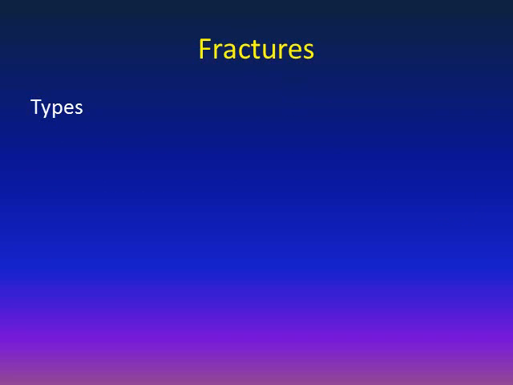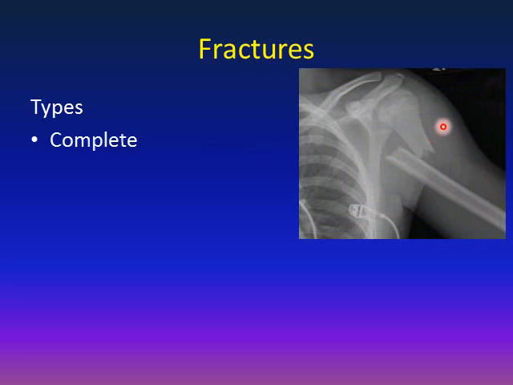What are the types of fracture in children? First type is the complete fracture. This is an X-ray of the proximal humerus of a skeletally immature child. You can know it's skeletally immature because you can see the growth plate here of the proximal humerus and the growth plate of the acromion.